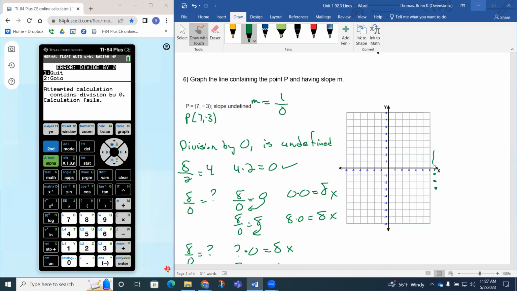So notice how an undefined slope is actually going to create what we call a vertical line. There is change in y, but no change in x. So all you can do is move up and down and not left and right. So it has to remain in a vertical line. So if you graph 7, -3 with the slope of undefined, what that's going to create is what we call a vertical line.